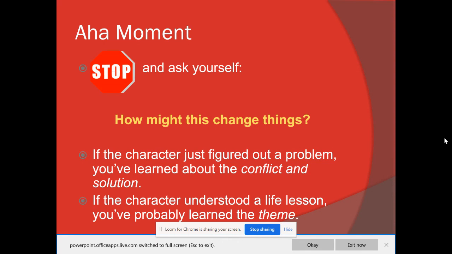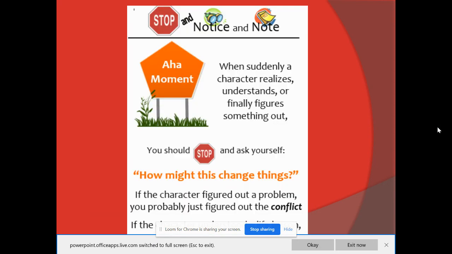So if the character just figured out a problem, then you've learned about the conflict and the solution in the story. If the character just learned a life lesson, if they just understood some big or grand idea, then voila, there is your theme for the entire story. Here's a quick fact sheet.